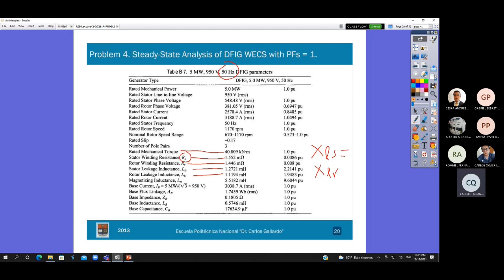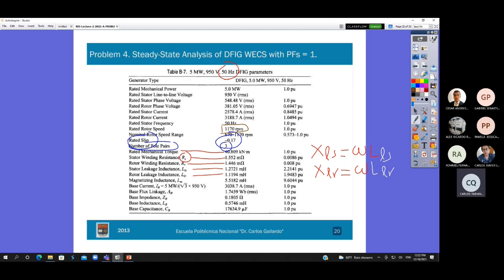By definition, the reactance is equal to the speed times the inductance. The same for the rotor, so I will have the speed times the leakage inductance. What else? I need the number of pole pairs, which in this case is equal to 3. The rated slip is this value. The main thing is the rated rotor speed, this value.